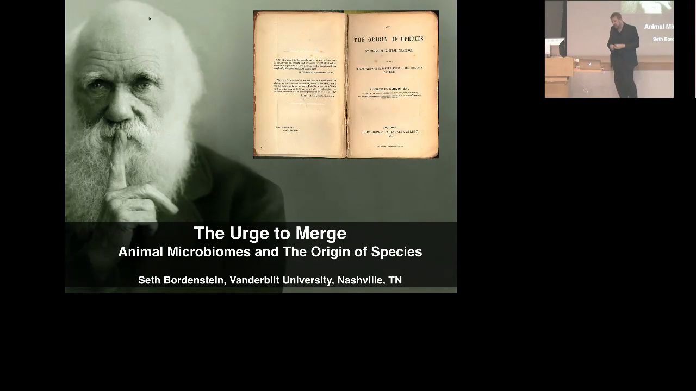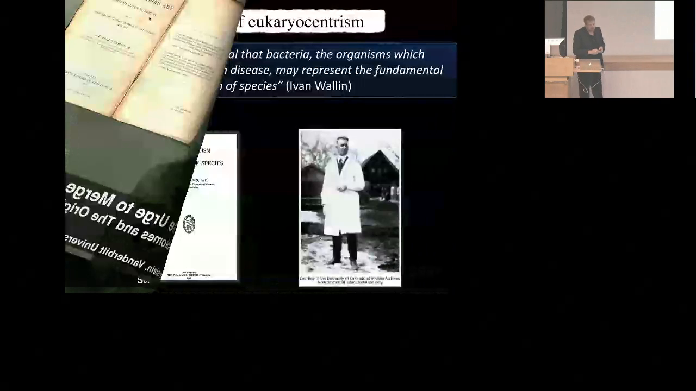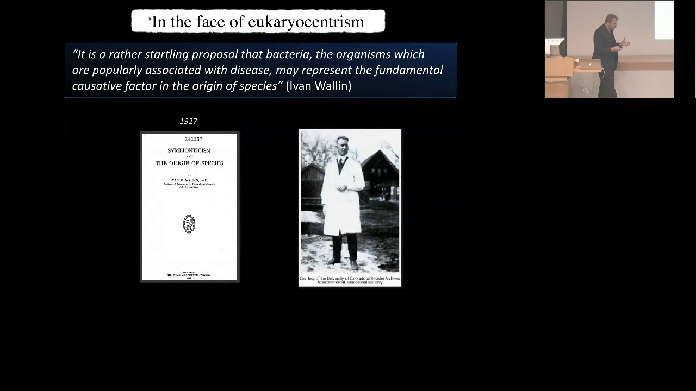He really left this topic for the future, and I want to take you through a brief history of how I look at this topic in light of symbiosis. Darwin's theory is based on eukaryotic centrism, right? He was studying animals and plants. He had no idea really about bacteria.